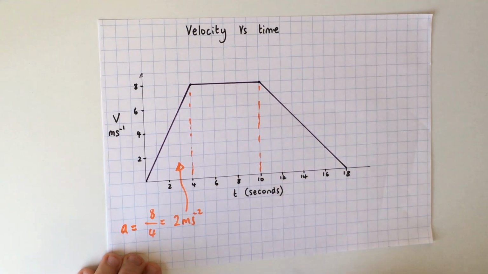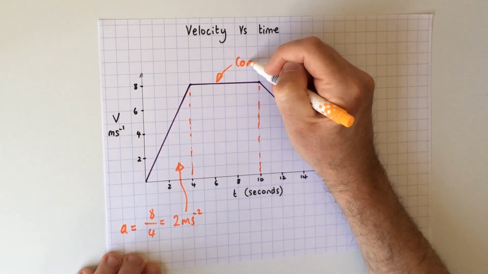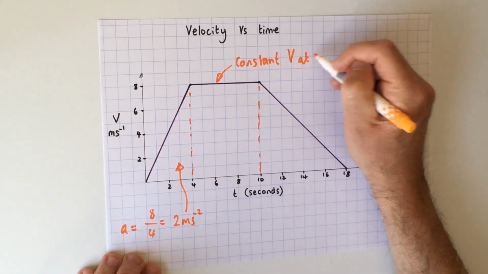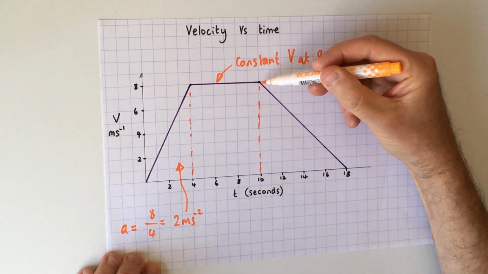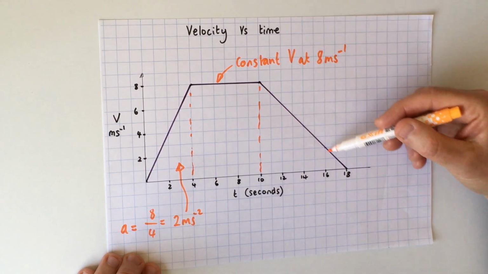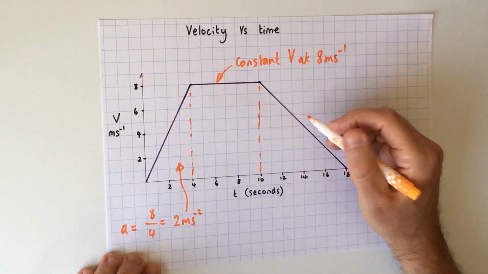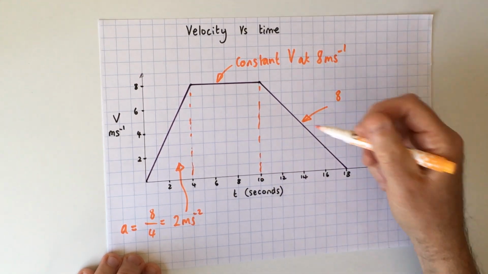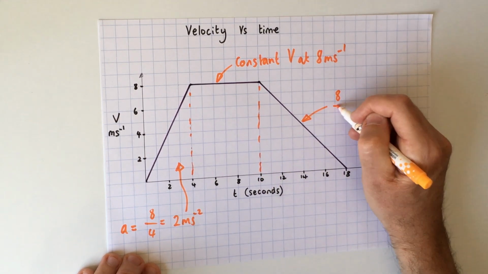this is acceleration, this is a period of acceleration, this is constant velocity at 8 meters per second, isn't it, that part there, and that is for 6 seconds, you can see, and then it continues on, and it decelerates. So this is 8, that distance, divided by 8.